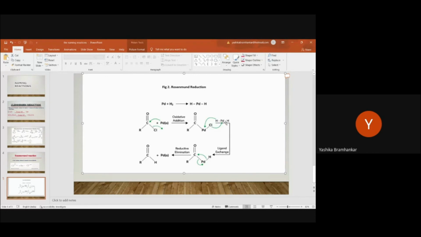Here palladium is attached, and we also have two hydrogen atoms. One hydrogen atom will attack this palladium replacing the chlorine, which is called ligand exchange, since chlorine is acting as a ligand because it is attached to the metal. So we will get carbon attached to oxygen with a double bond, then R, and palladium connected to hydrogen. Now it will go through reductive elimination.